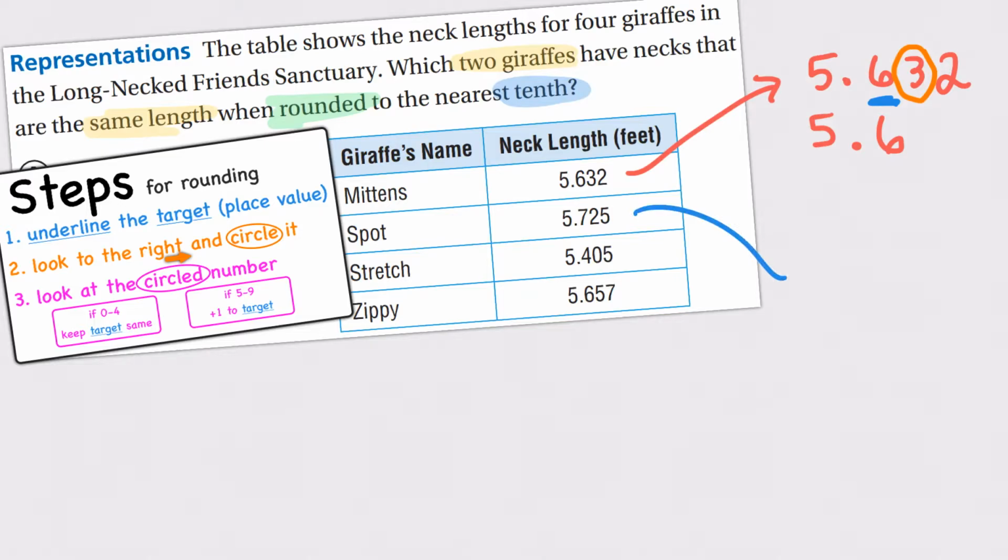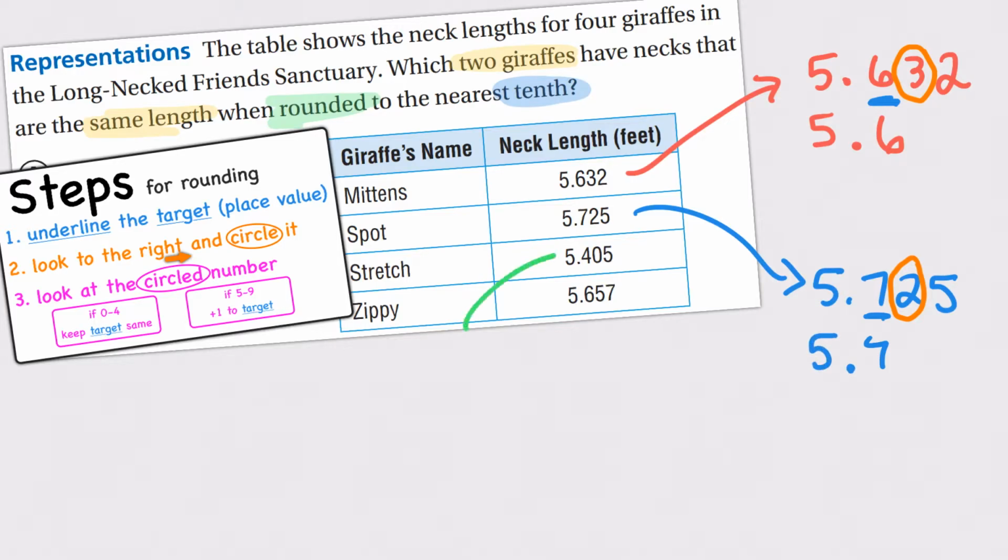Next, let's try 5 and 725 thousandths, like you're doing on your paper. Step 1 says underline the target, which is the 10th place. So in this case, it's a 7 in the 10th place. Step 2, look to the right and circle it. So to the right of that is a 2. I'm going to circle that because it's to the right. Step 3, look at the circled number. The circled number is a 2. If it's between 0 and 4, keep the target the same. And it is. It's between 0 and 4, so I'm going to keep the target the same. That means the 7, the target, comes straight down, and then everything on the left comes down as well.